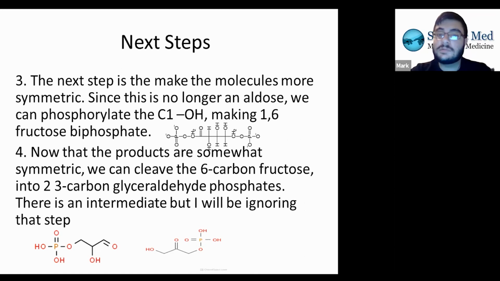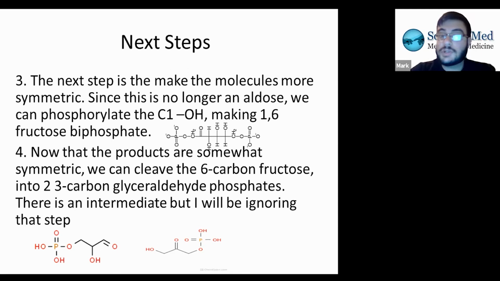This will make it more symmetric, and you can see here, this was originally already here from the first step. We just added another PO group right here onto the C1. You know this is the C1 because this is where the double bond O is, at the C2 carbon. Okay, and now you have 1,6-fructose bisphosphate.